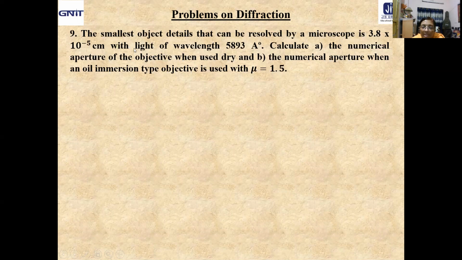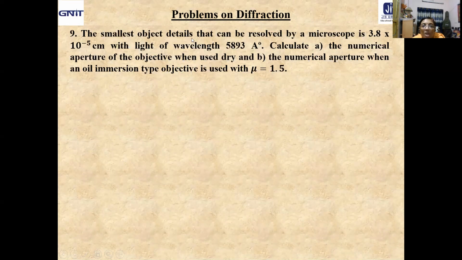power minus 5 centimeter with light of wavelength 5893 angstrom. Calculate the numerical aperture of the objective when used dry and the numerical aperture when an oil immersion type objective is used with mu equal to 1.5. This problem is very, very special one.